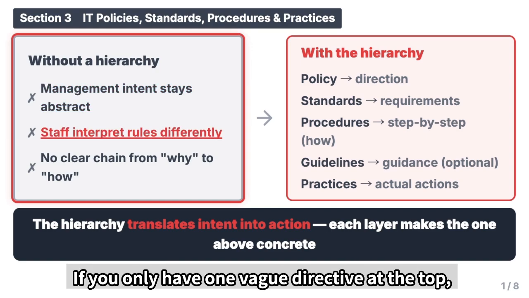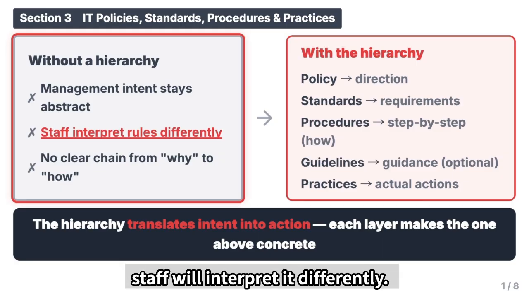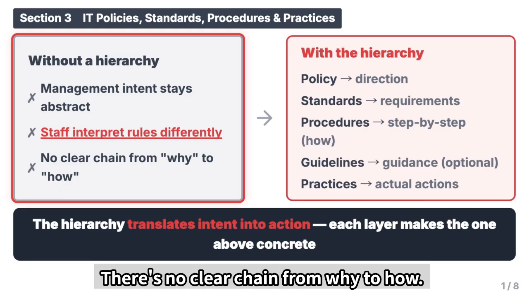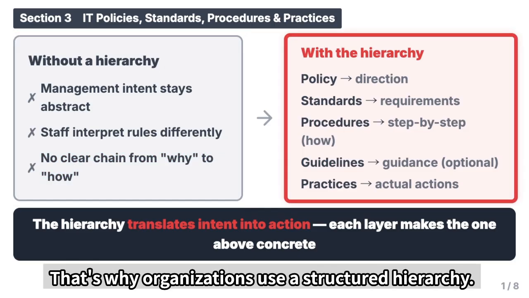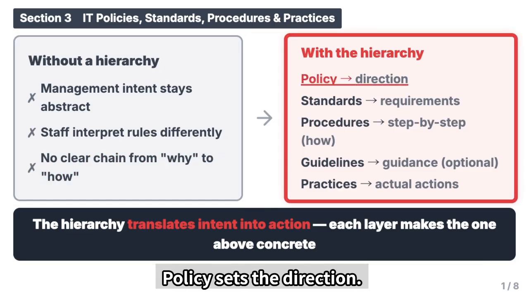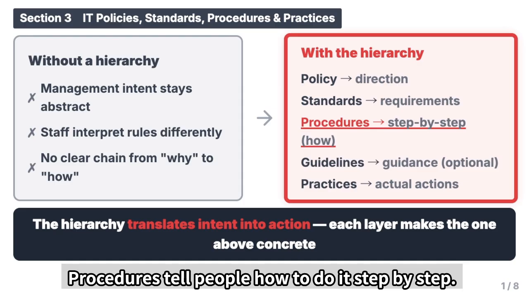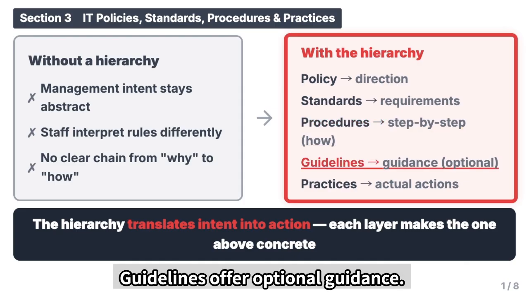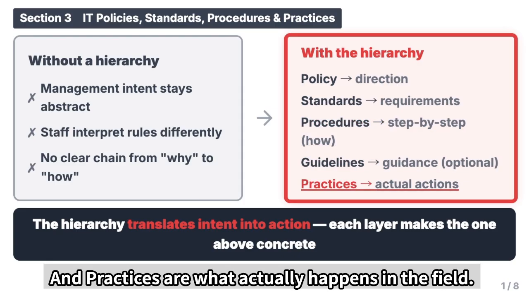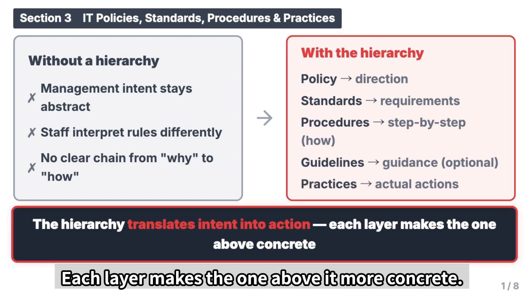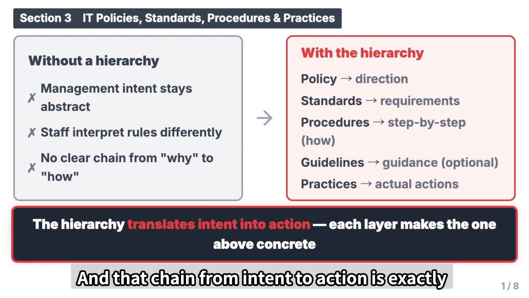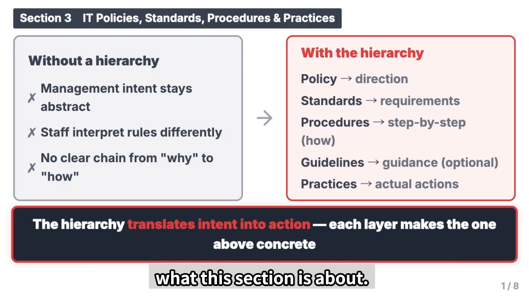If you only have one vague directive at the top, staff will interpret it differently. There's no clear chain from why to how. That's why organizations use a structured hierarchy. Policy sets the direction. Standards define the specific requirements. Procedures tell people how to do it step by step. Guidelines offer optional guidance, and practices are what actually happens in the field. Each layer makes the one above it more concrete. And that chain from intent to action is exactly what this section is about.